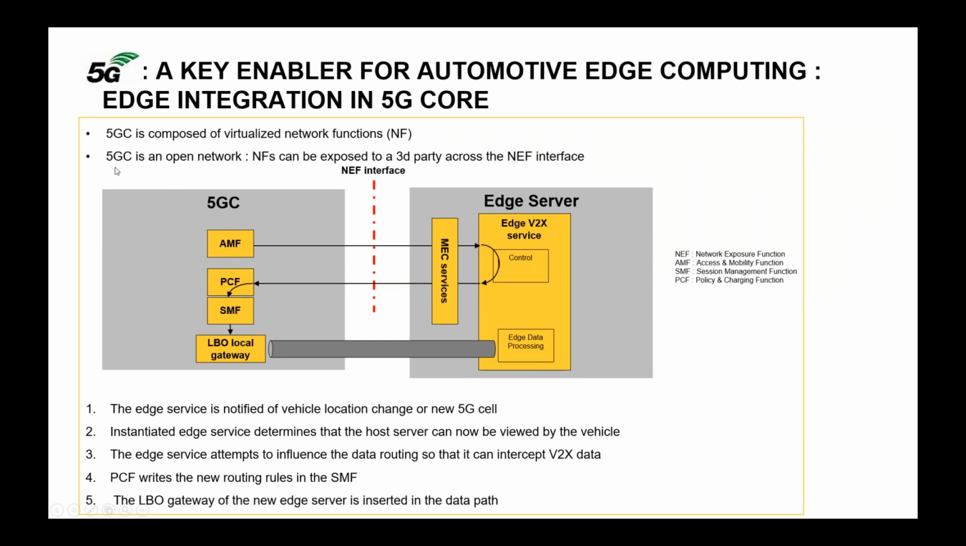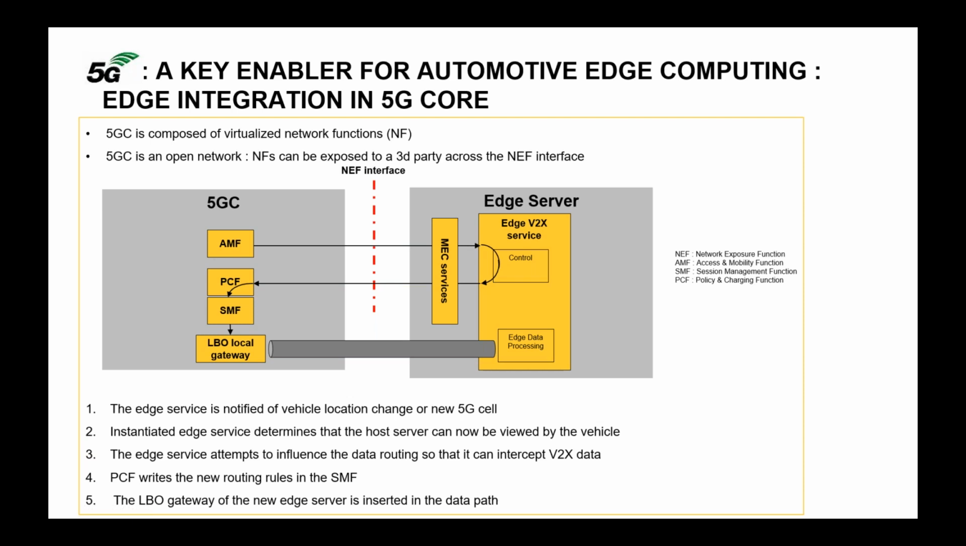So first of all, you have to know that the 5G core network is composed of virtualized network functions, and a third party, like the service hosted by the edge, can only share and get some API, some information coming from the 5G core. So let's assume that you are now driving and you are reaching a base station which is covered by this particular edge node.